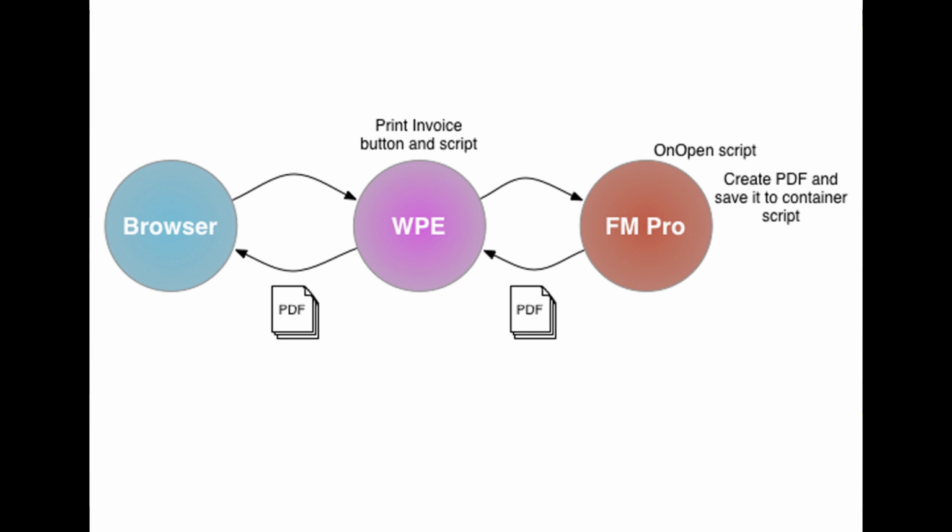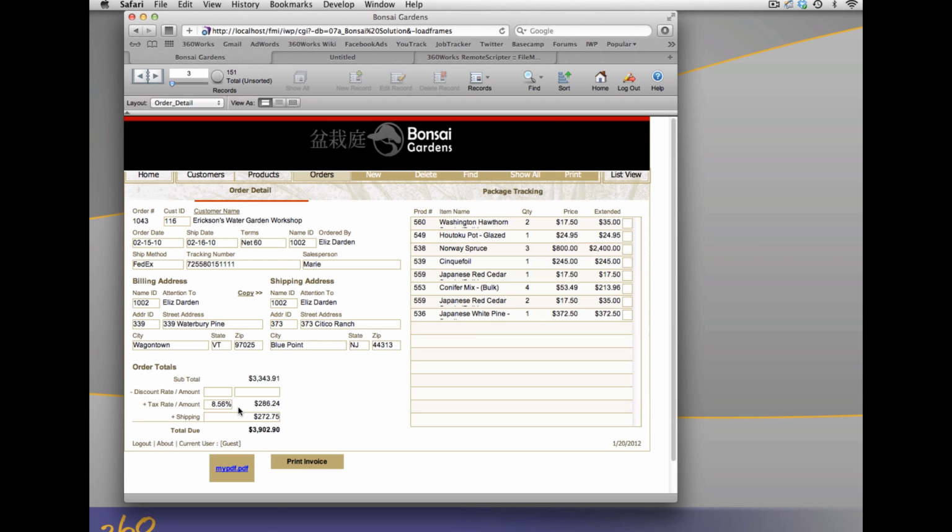We also installed the 360Works RemoteScripter plugin on both the web publishing engine and FileMaker Pro, which allows them to communicate with each other. The web publishing engine uses RemoteScripter to trigger the Create PDF script running in FileMaker Pro, which then creates the PDF and passes it back to the web publishing engine and eventually the browser. As you saw, this all happens instantly from the user's standpoint. Let's take a look at the back end and see how this all comes together.